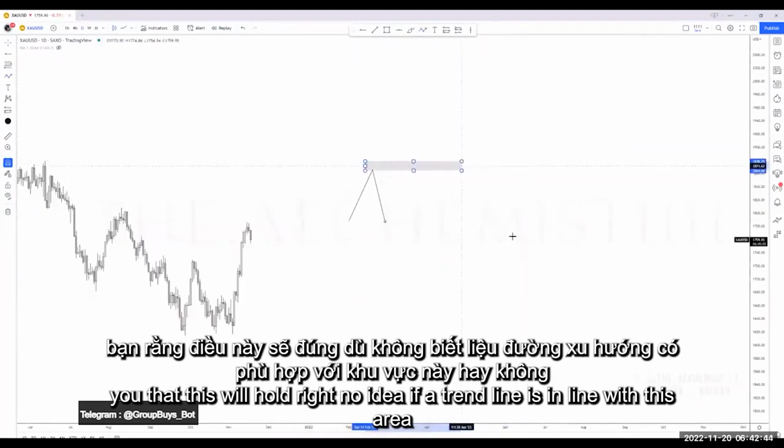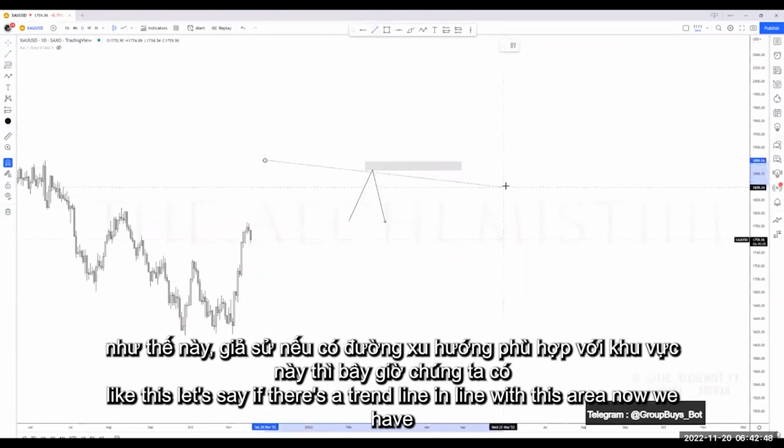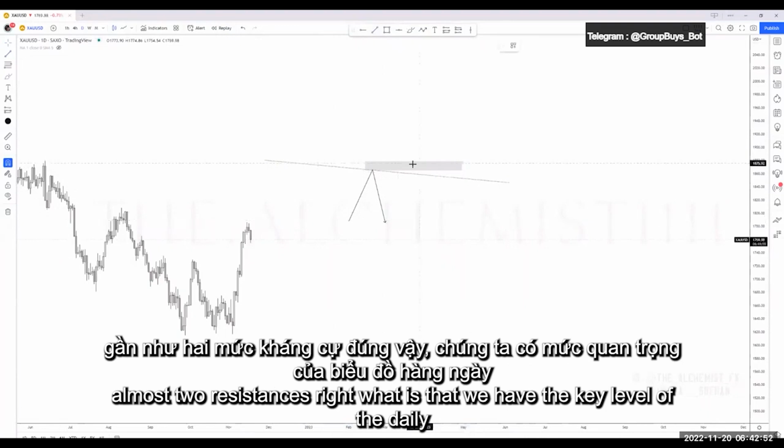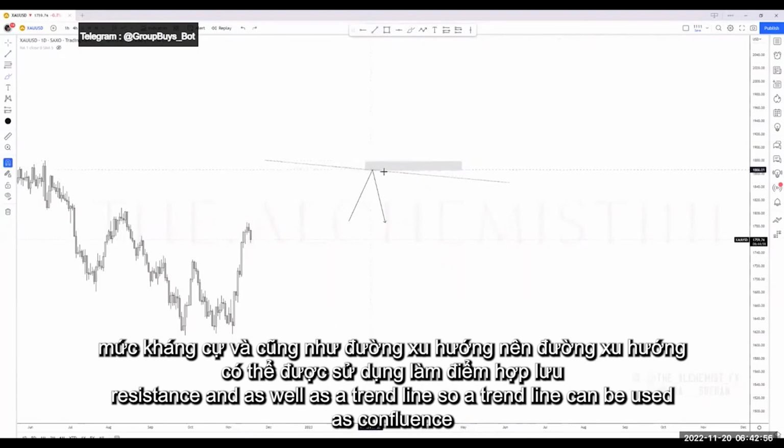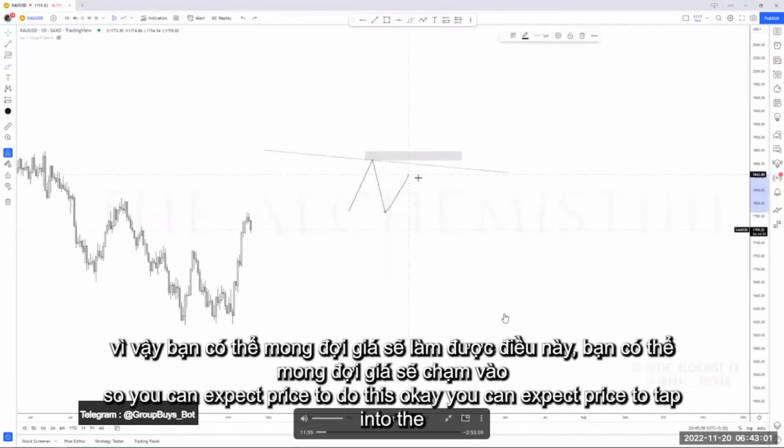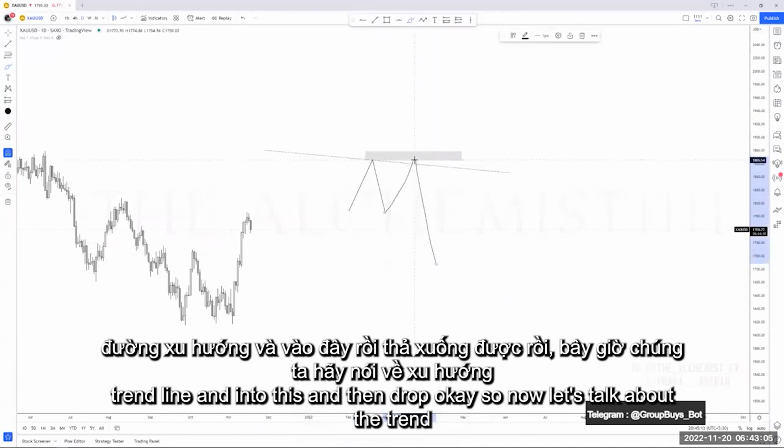No idea. So if a trend line is in line with this area, like this, now we have almost two resistances, right? We have the key level of the daily, a resistance, as well as a trend line. So a trend line can be used as confluence. You can expect price to tap into the trend line and into this and then drop.